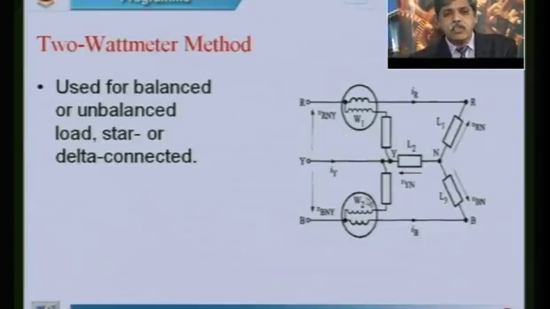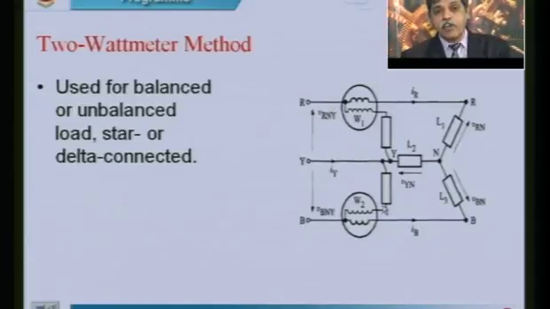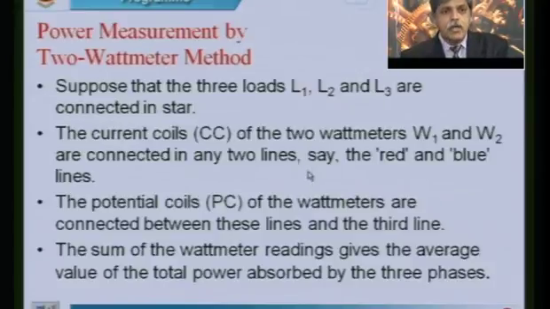It is also possible to place one of the wattmeters in Y phase. Then I need to connect the potential coils between R phase and B phase, Y phase and B phase. Like that, any 2 lines should carry the current coils, because I am just using 2 wattmeters, and the potential coil, or the voltage coil, must be connected across the line where the current coil is connected and the other line. So this statement I mentioned in the next slide.